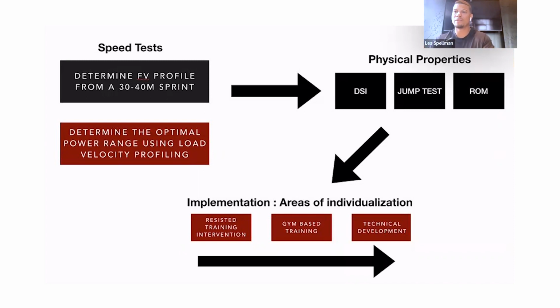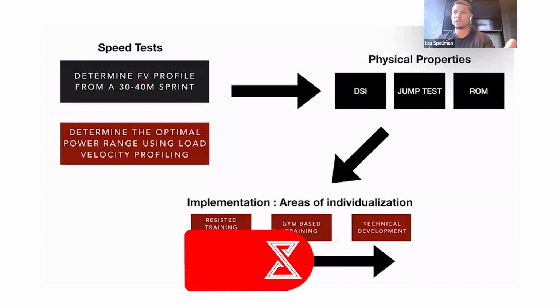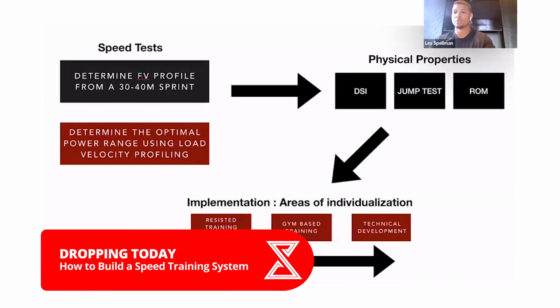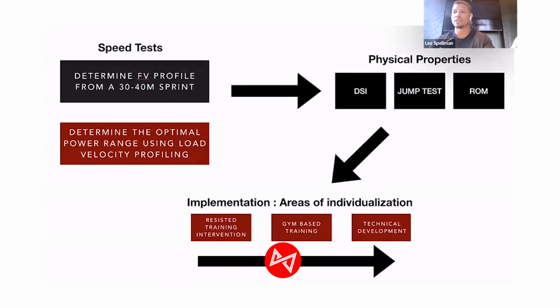Now, once we have that, there are 3 areas of individualization that we can now take on. And this is going to be the basis of the course. So the first thing is resisted training interventions. Based around the load velocity profiles and how we're getting the force velocity profiles, we're able to identify areas that need improvement and resisted training that are going to help our acceleration.